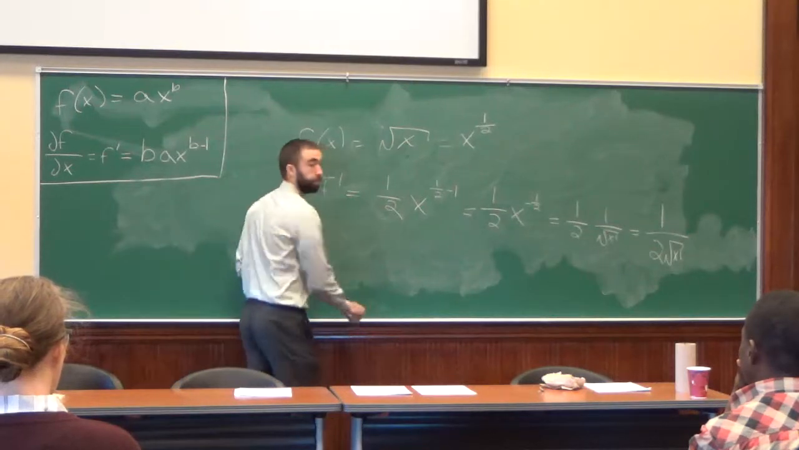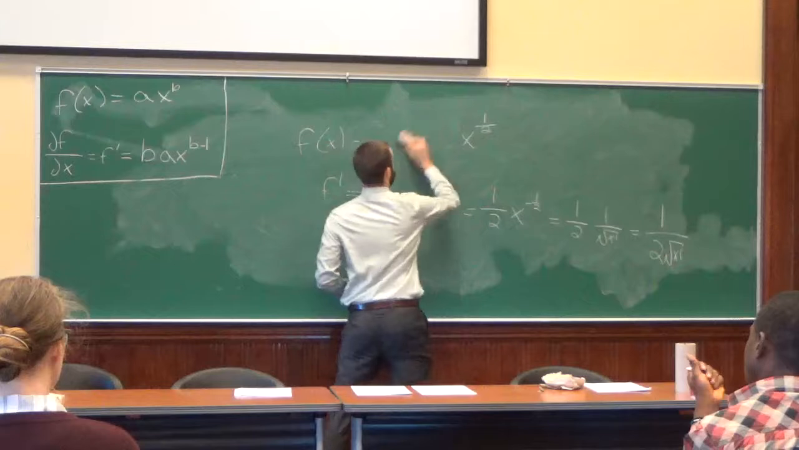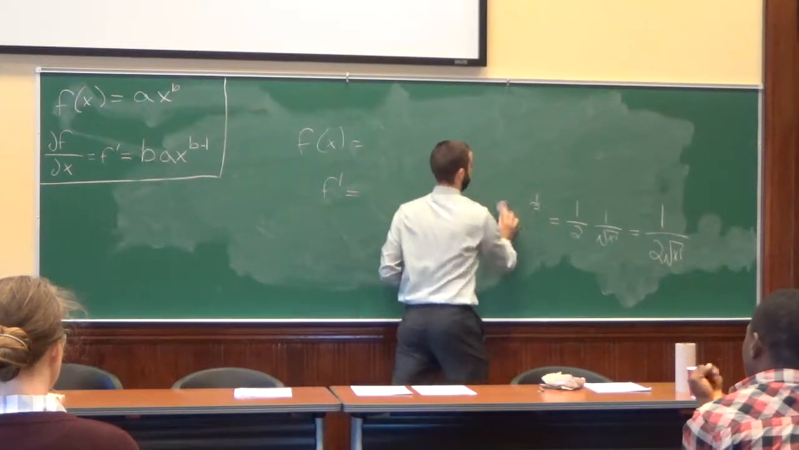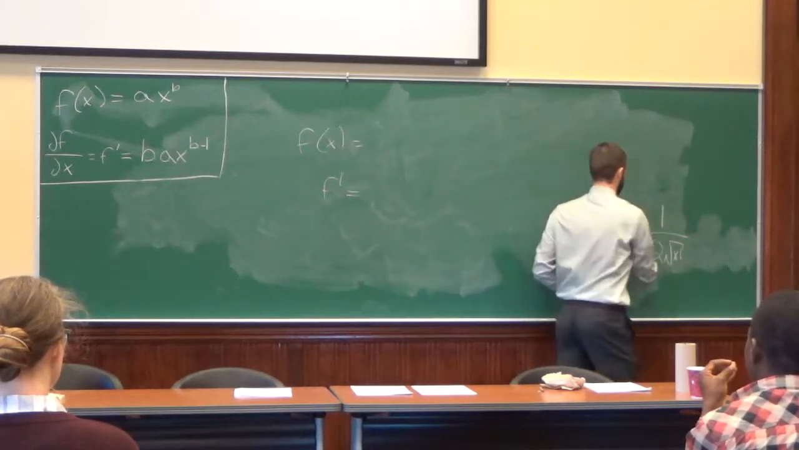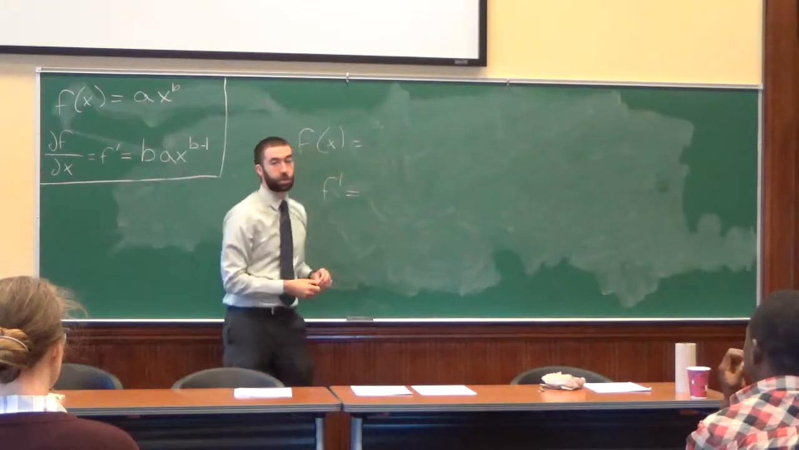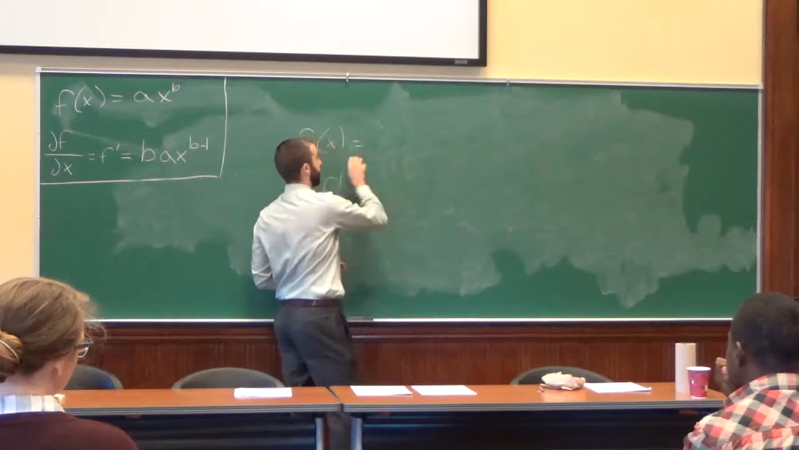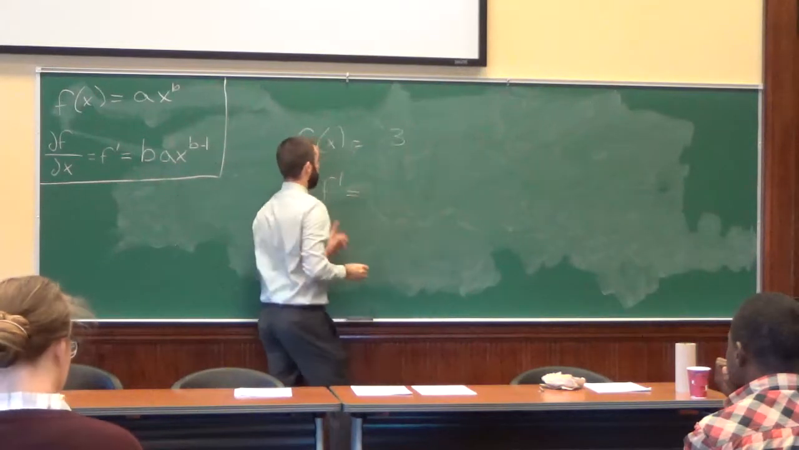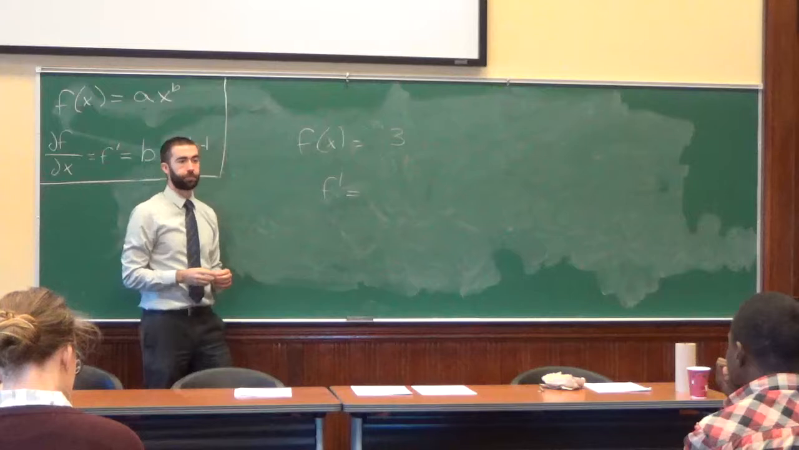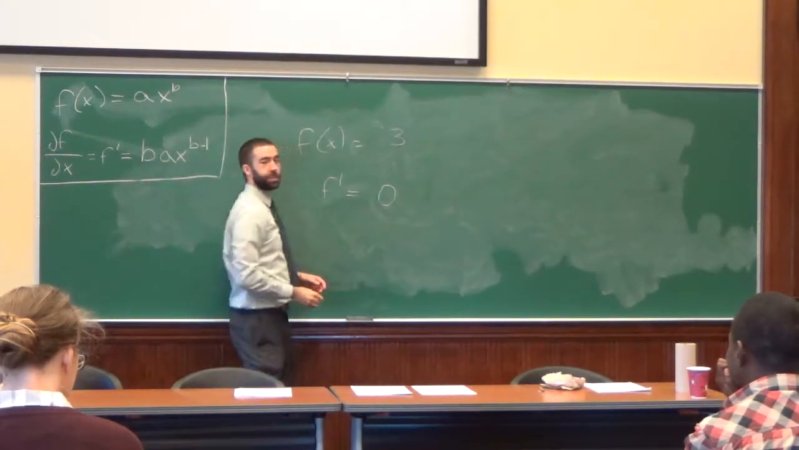Okay. Any questions on that? Okay, let's just do another one. Let's just review this. I think we have it. Let's say f of x equals 3. What's the derivative? 0. Excellent. There's no x in it.